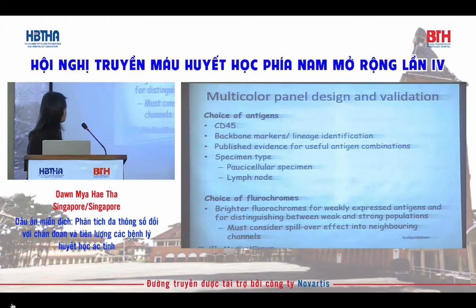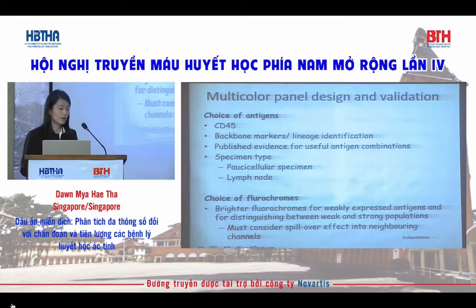So these are some basic rules that we follow to design multicolor panels. Basically, since the samples that we are dealing with most of the time are hemopoietic samples, CD45, which is common leukocyte antigen, is added in almost all the tubes, and then backbone markers are selected to identify different lineages of the cells.